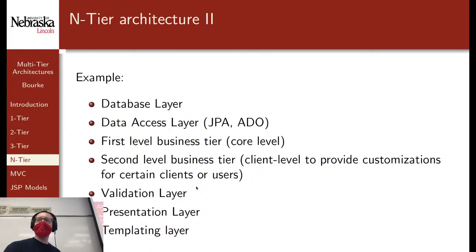Here's an example, like the 7-layer burrito. It's 7 layers of abstraction. You've got a database layer, then you've got a data access layer on top of that, JPA, right? You have a first level business tier for core activity or for the core level. Like the quintessential example here is banking software.